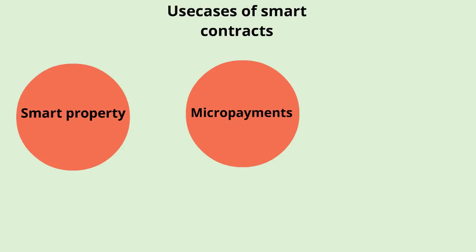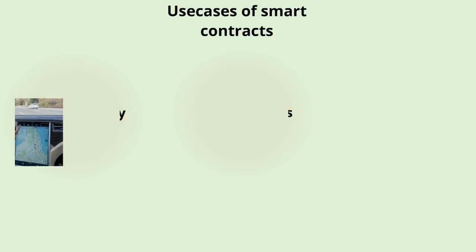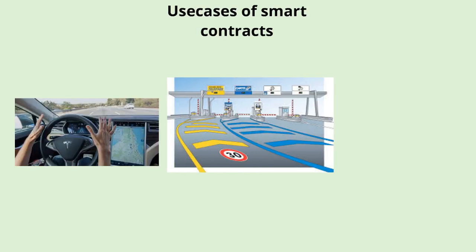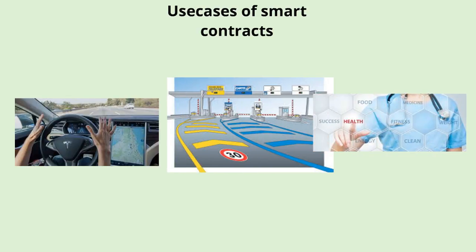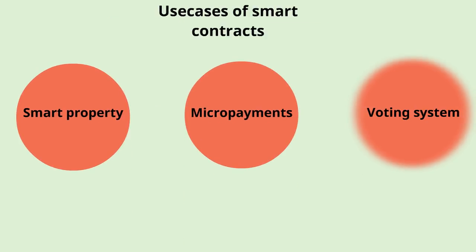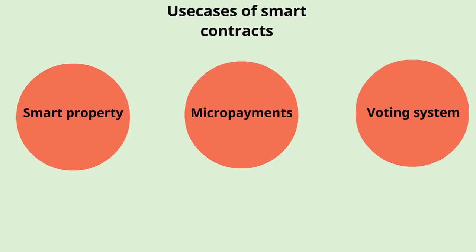Secondly, micropayments. Any sort of micropayment applies here. For example, the use of autonomous cars, road tolls, paying IoT devices, or making your medical data available for research. Thirdly, efficient voting system. A smart contract could validate identities and log the votes using the blockchain.